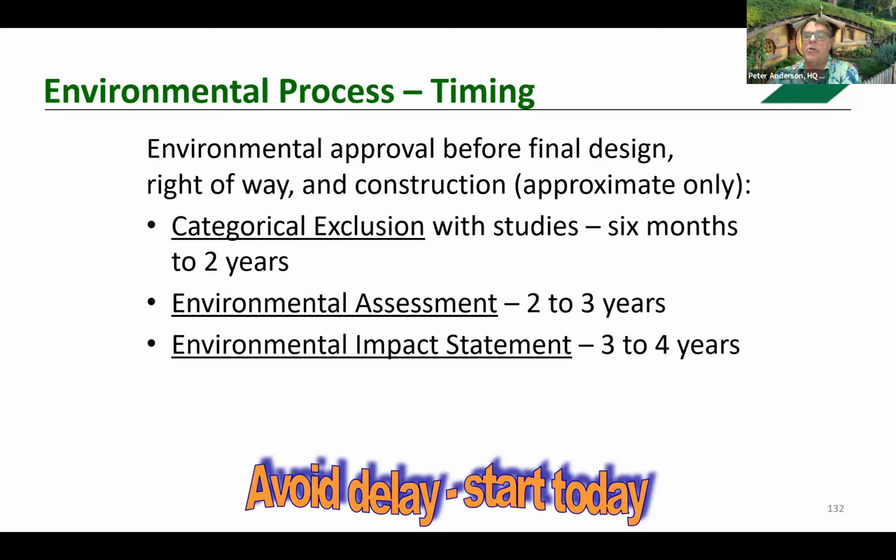These are just estimated timeframes. So a CE, a categorical exclusion, could be 2 months, 6 months to 2 years. For the environmental assessment, we're talking 2 to 3 years, and a full environmental impact statement could be 3 to 4 years. Again, these are just estimates based on past experiences.